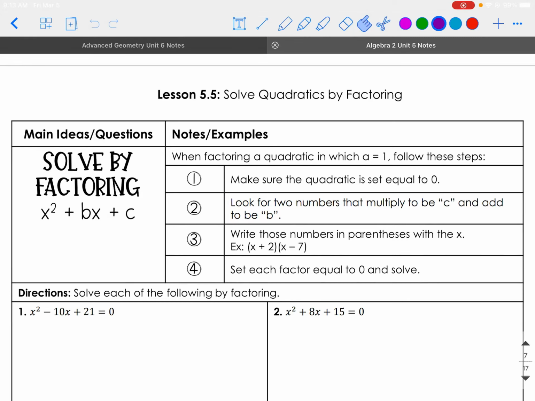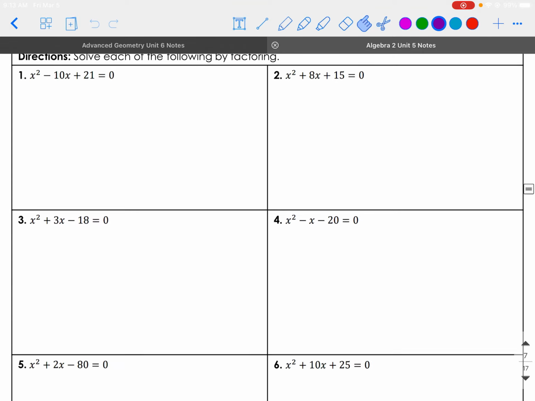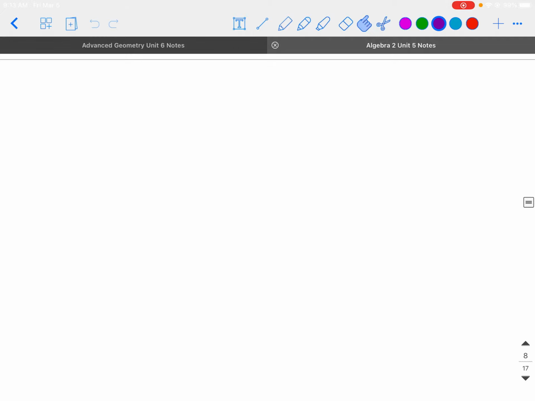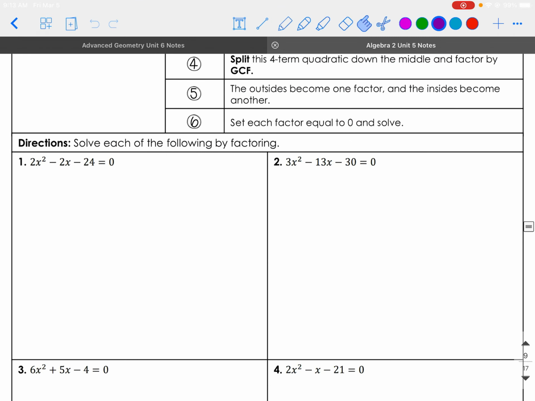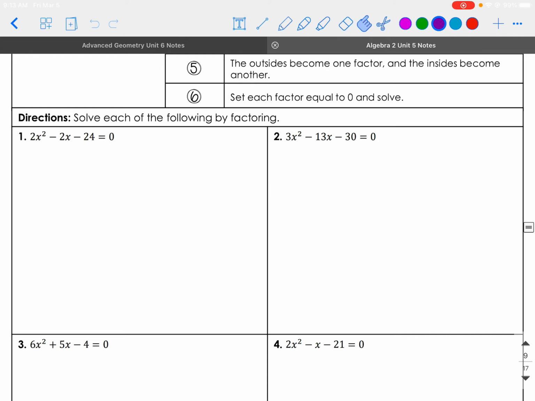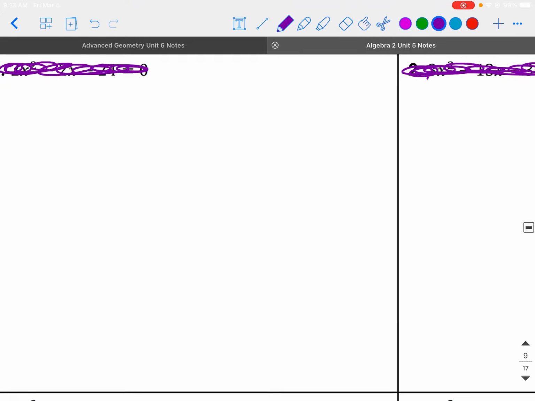Hey guys, in this video I'm going to be going over lesson 5.5, which is solving quadratics by factoring. Before we get started with the notes, I am going to go over something that I didn't put in there. The next page, the page that looks like this, we're actually going to be skipping those notes. So if you want, you can scribble out the questions here and just write in what I'm putting, or use a separate sheet of paper, however you want to do it.